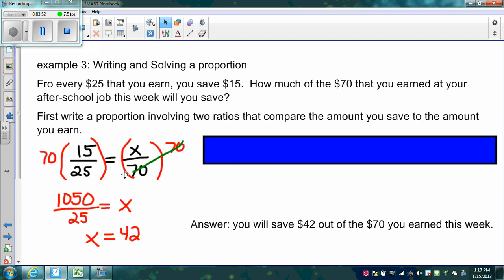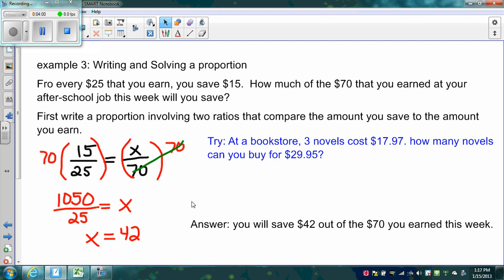So we just set up a proportion first, and then used one of the methods that I showed you in the previous two examples to solve it. So try this one. You're at a bookstore. 3 novels cost $17.97. How many novels could you buy for $29.95? So set it up first as a proportion and then solve the proportion.